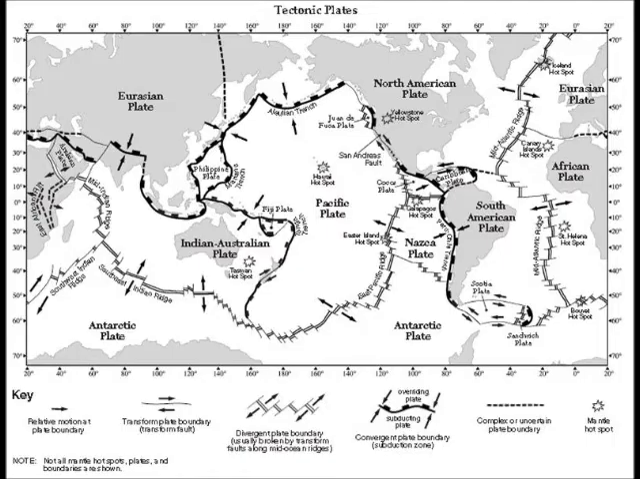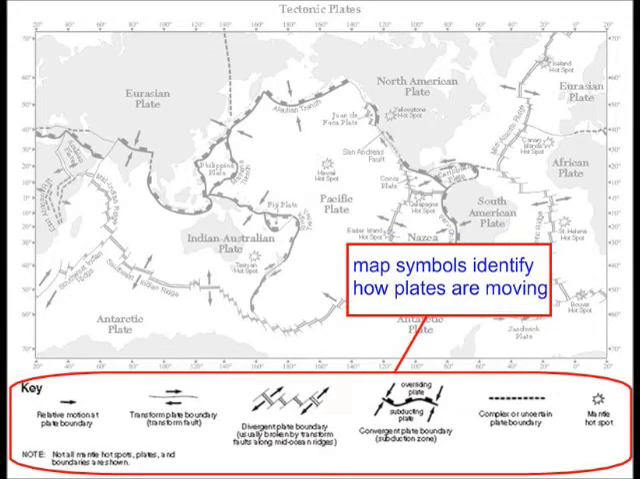On page 5 of your reference table, we have this map of tectonic plates. You can see in kind of a grayish blue color we have the outlines of the continents, and then in black we have the borders of these plates. Notice that the map symbols are used to identify how the plates are moving.